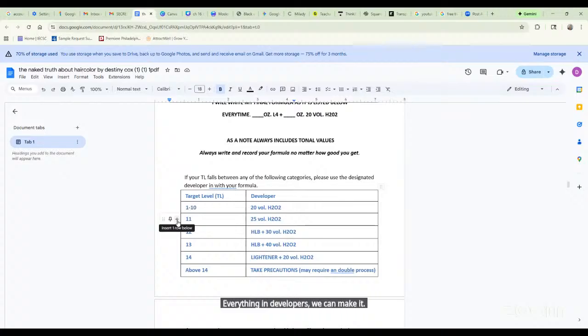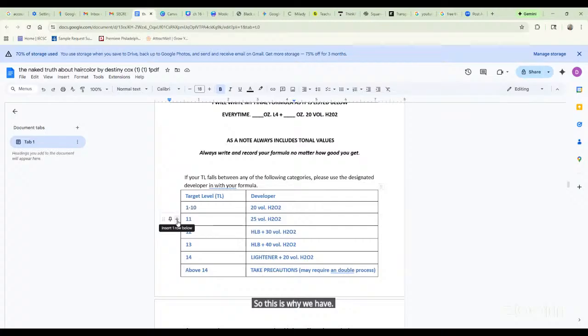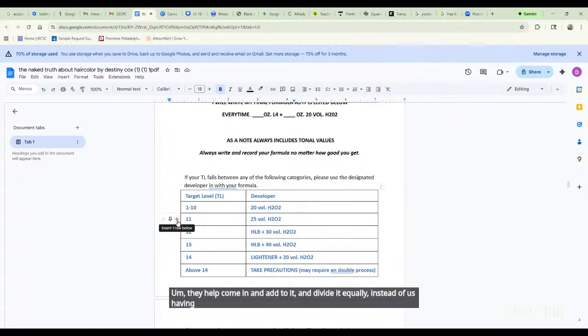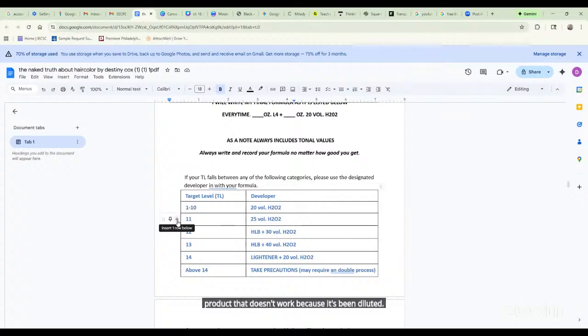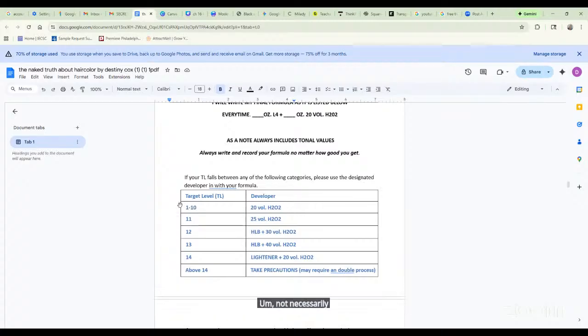If you add water to developers, you're going to weaken them. So this is why we have 0 volume and 5 volume. They help come in and add to it and divide it equally instead of us having a watered down product that doesn't work because it's been diluted. So we do have other things that help divide our product and not necessarily water. So remember that.